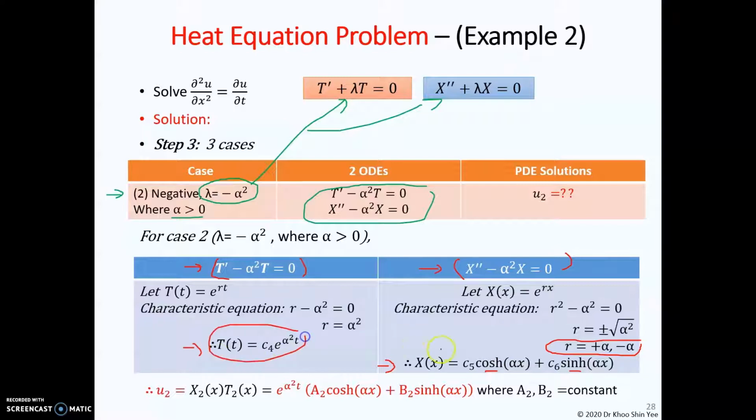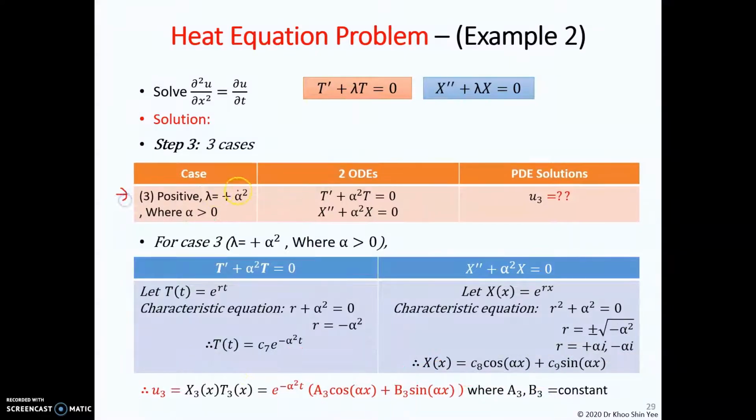Multiply the T and the X solution that you obtain here, you can obtain the PDE solution for case 2, which is equal to X multiplied by T. You should obtain this PDE solution and you have the constants a and b for the second case.